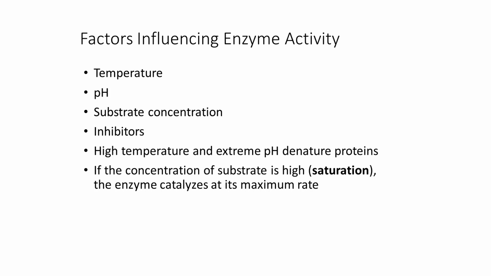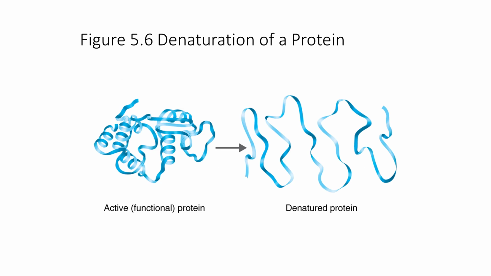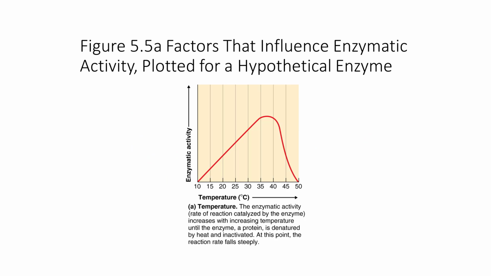If the substrate is high and it's saturating the enzyme's catalyzing at its maximum rate, it can't go any higher. Enzymes are very dependent on their shape, so if they're active, if they're a functional protein, they have a certain shape. If they're denatured, they lose that shape and no longer work correctly.